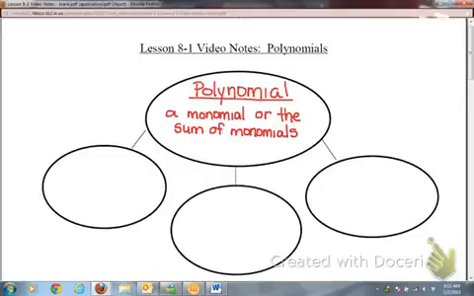A polynomial is a monomial, or the sum of monomials. Now, that might not help you understand because that might have just introduced another word that you don't know, and that is the word monomial. But don't worry, we will define that. So just write this down, make sure you know you can pause the video if you need to catch up and get that down.